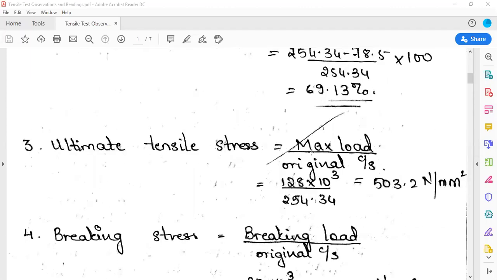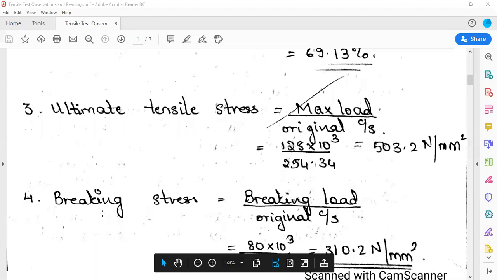Ultimate tensile strength is equal to maximum load. It is 128 kilonewton. Here the unit should be in Newton per mm square. Kilo is nothing but 10 raised to 3. So 128 into 10 raised to 3 divided by the original cross sectional area, 254.34. Therefore, the ultimate tensile stress is 503.2 Newton per mm square.